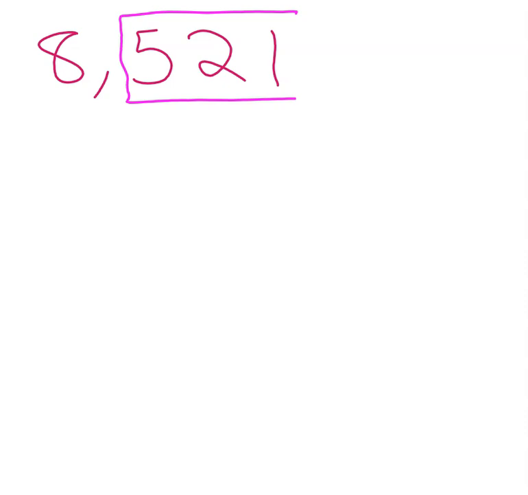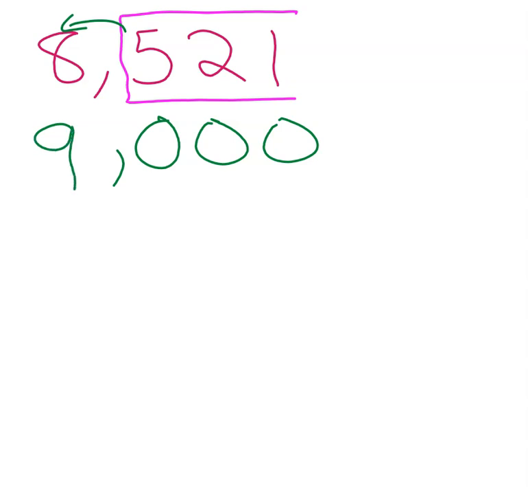Let's do 2 more examples. What about 8,521? So we start off with our last 3 digits. You can see this is 500 or more. So this is going to end with our 3 zeros, and we are going to round up because it's more than 500. So this number 8 is going to go up to 9.